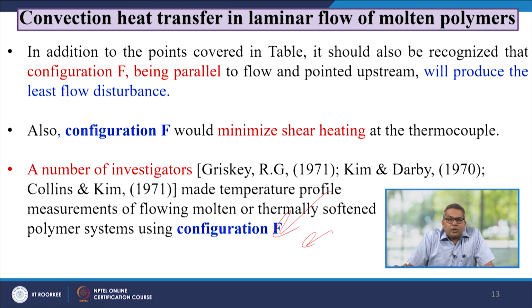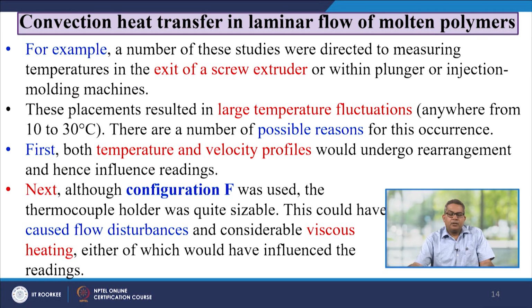A number of investigations were carried out, and they made temperature profile measurements of a flowing molten or thermally softened polymer system. They used the configuration F. Let us take an example. A number of these studies were directed at measuring temperature at the exit of a screw extruder or within the plunger or injection molding machines. Now these placements resulted in large temperature fluctuations, anywhere from 10 to 30 degrees Celsius, and there are a number of possible reasons for this occurrence.